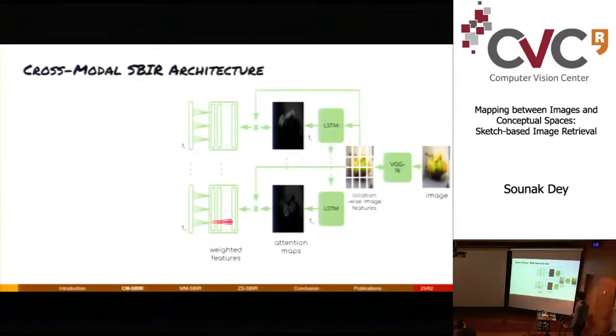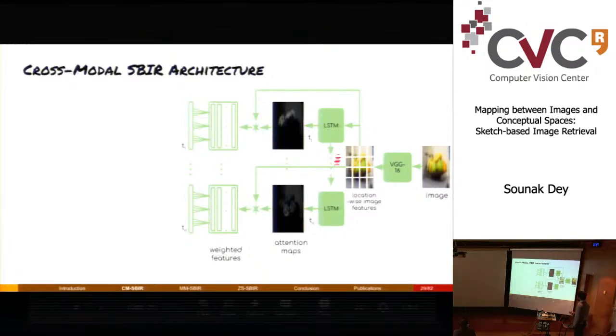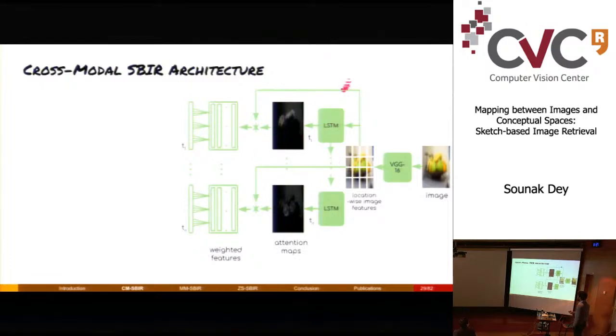For the image part, we should have a look from right to left. Having the image, we pass it through VGG and obtain the location-wise image features. After obtaining them, we pass them through the LSTM to obtain the different attention maps. We can ask, why LSTM? We used an LSTM thinking that it will remember the previously attended regions. Once we have these attended regions as attention maps, we multiply them with the location-wise image features and then aggregate them to obtain the features here.